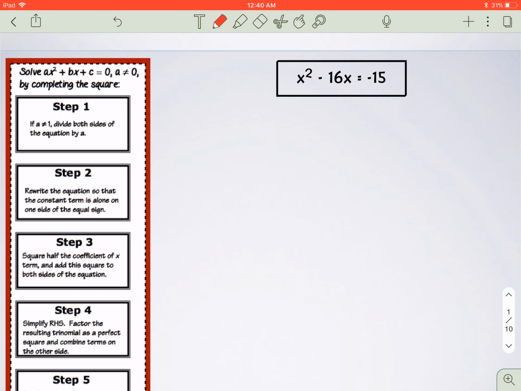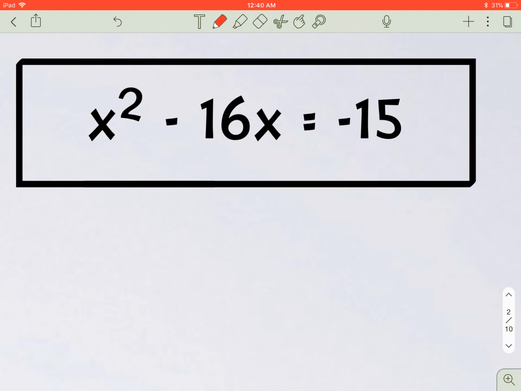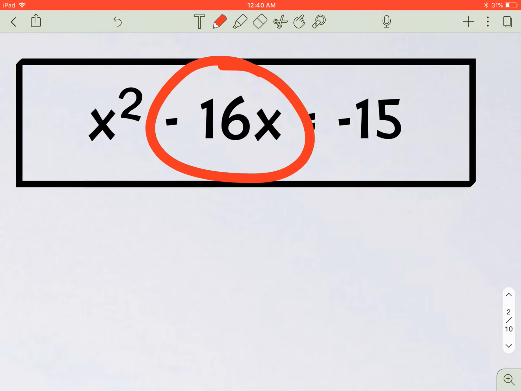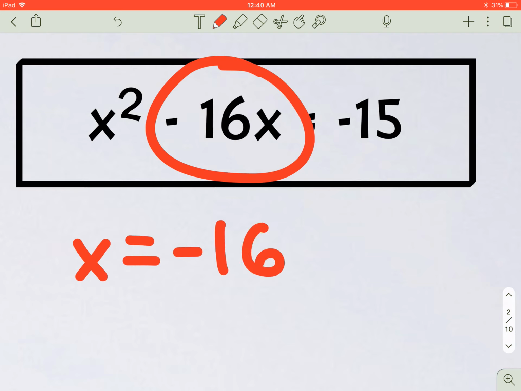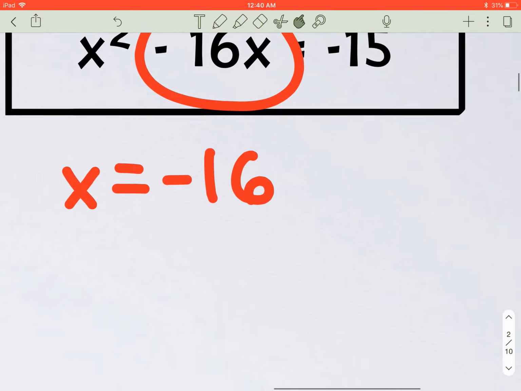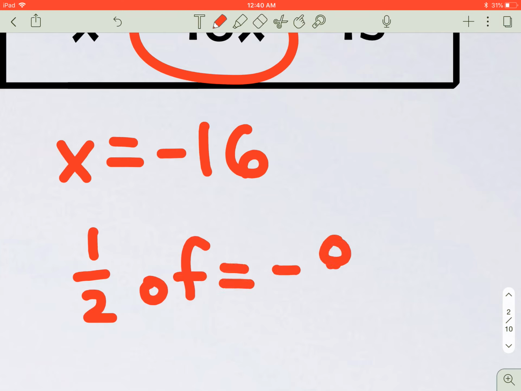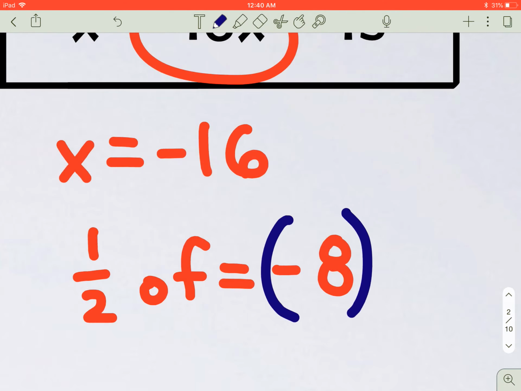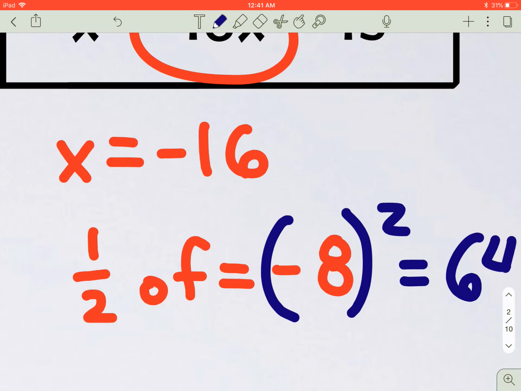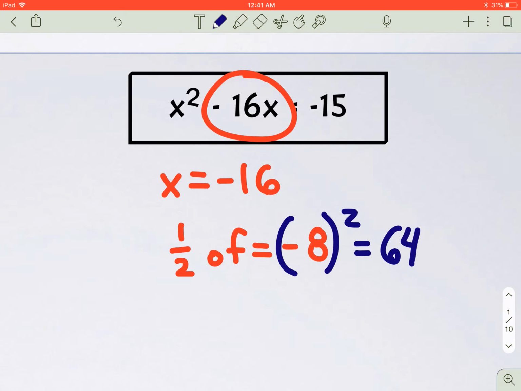So if I look at it, what is my x term? My x term is right here, and my x term is negative 16. And my directions for step 3 say square half of the coefficient of the x term. Well, what is 1/2 of x? Well, if x equals negative 16, 1/2 of that would be negative 8. But it says I don't just half it, I half it and then I square it. So if I square negative 8, that would give me 64. And I add that to both sides of the equation.